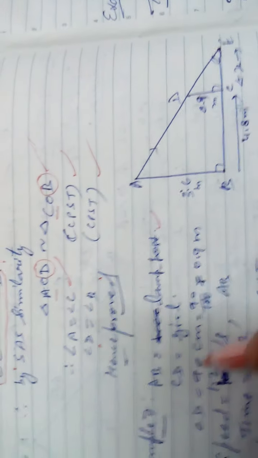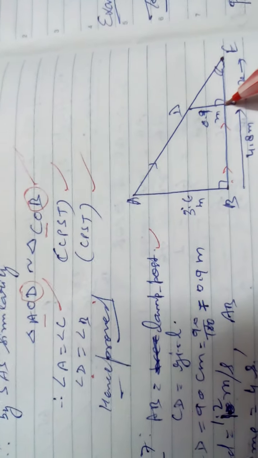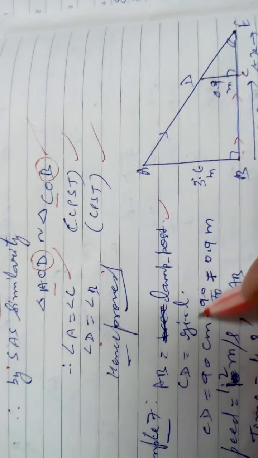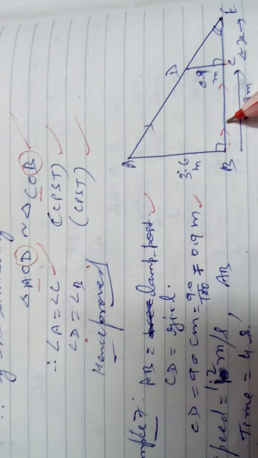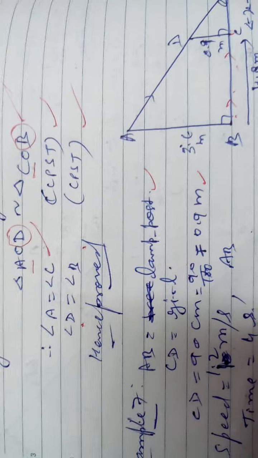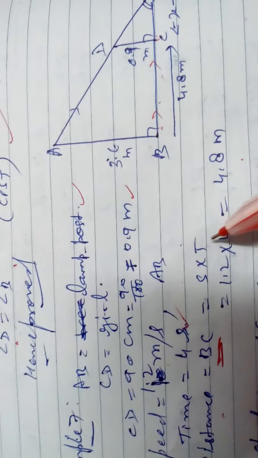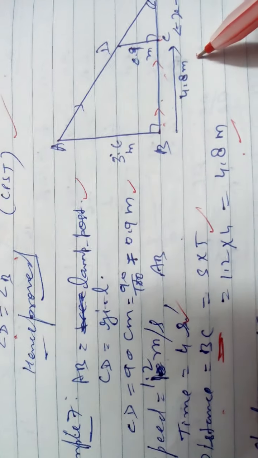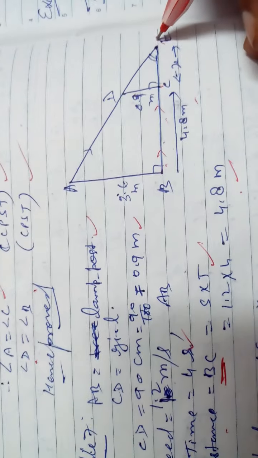Find the length of her shadow after 4 seconds. BD is not given. So first of all, draw the figure and write what is given. AB is the lamp post, CD is the girl. The girl is moving from this side to this side, and when she reaches this place, she stops. Her height is given in centimeters, convert it into meters. Speed is given as 1.2 meters per second, so the distance covered BC is speed into time, 4.8 meters. The shadow is this.